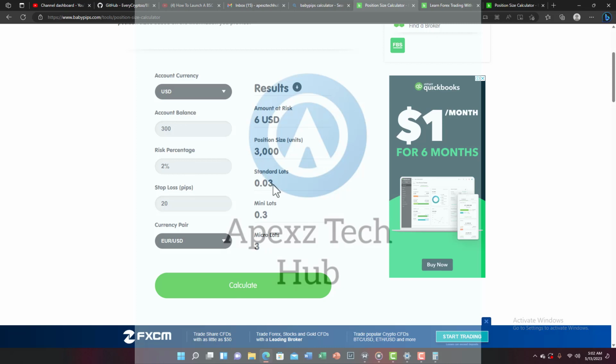You calculate 0.03. So if this thing goes your way, you are making $18. If it goes sideways, you'll be losing $6. That's 1:3. We still have 1:1. 1:1 is either you gain $6 and lose $6. 1:2 is lose $6 and gain $12.